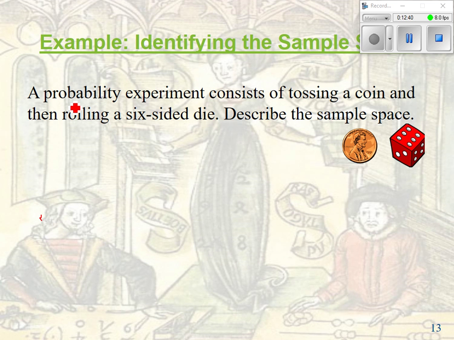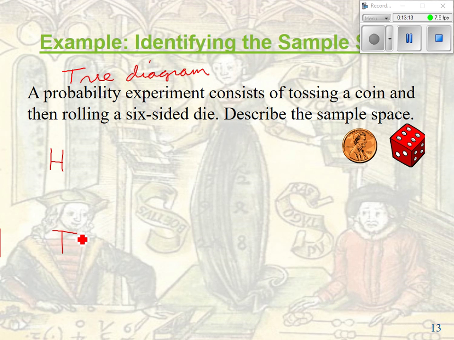A probability experiment, don't write this down. A probability experiment consists of tossing a coin and then rolling a 6-sided die. Describe the sample space. Maybe the best way to describe this sample space is to use a tree diagram. So watch, I'm going to show you how to draw a tree diagram to figure out this sample space. If we toss a coin, what are our possible outcomes? So we got a head. This is how you'd have to make the tree diagram. Head, tail. We tossed the coin and we got a head.